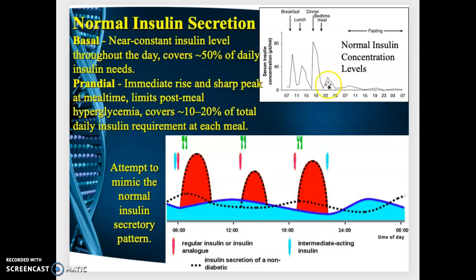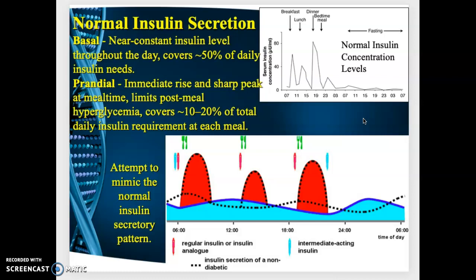And then at bedtime, you can see that there's a small little peak, but it's not as prominent as the breakfast, lunch, and dinner peaks. They call those prandial, and prandial has to do with mealtime. The body anticipates that you're going to eat a meal, so it increases the amount of insulin for breakfast, lunch, and dinner. That's the prandial amount. And then the basal amount is the small amount of insulin that the body produces all throughout the day for 24 hours.